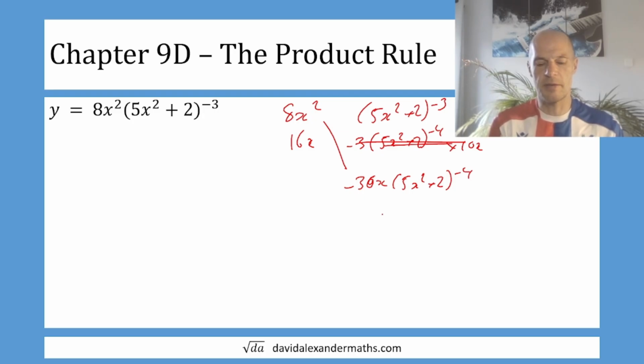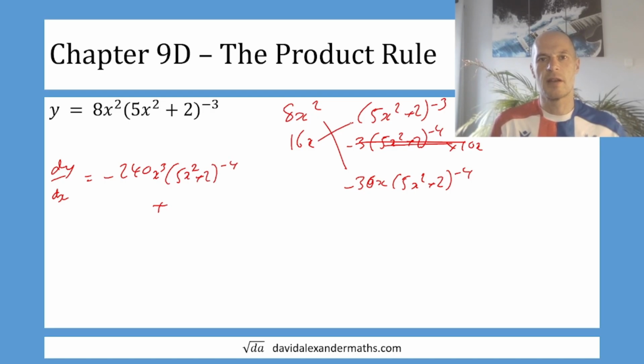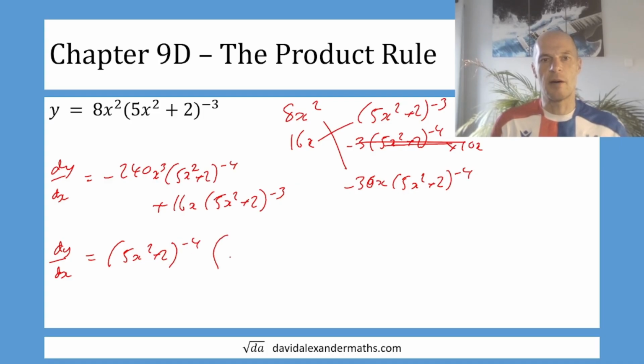Okay, so I'm going to combine these two together. So that's 30 times by 8, which is negative, so dy by dx is minus 240x cubed (5x squared plus 2) to the minus 4 plus 16x (5x squared plus 2) to the negative 3. Done. But we might want to factor out the lower power here, so we can take out the (5x squared plus 2) to the negative 4, and that will leave me with minus 240x cubed plus 16x lots of (5x squared plus 2).